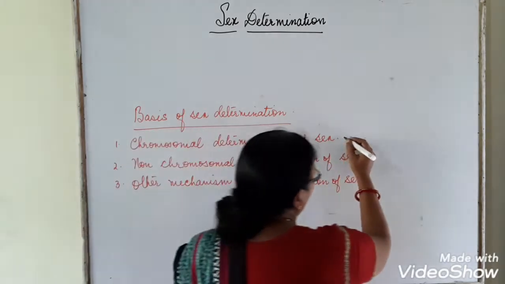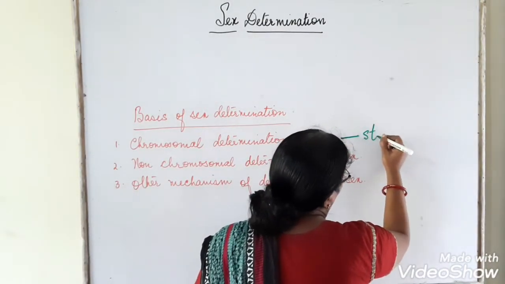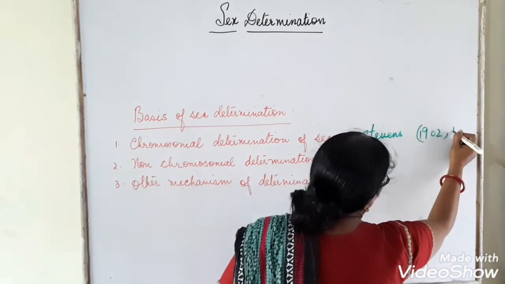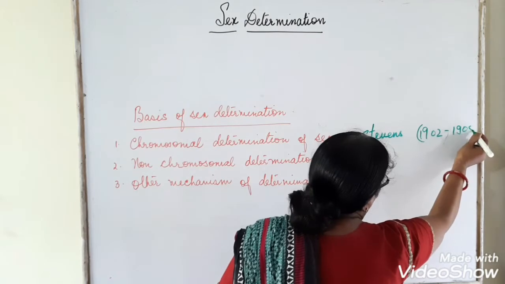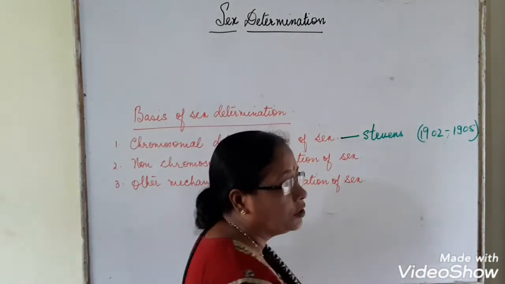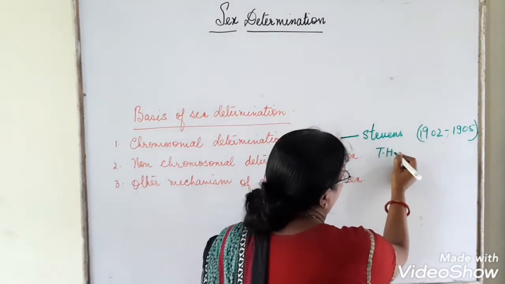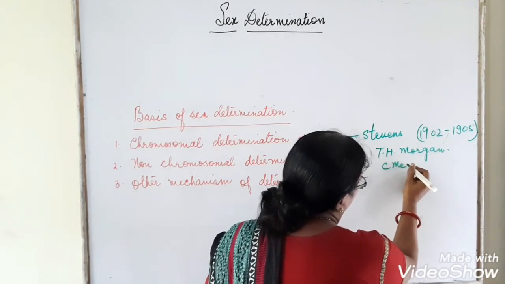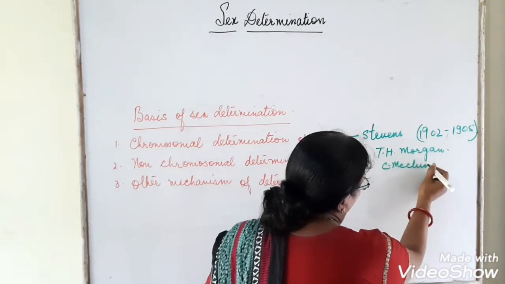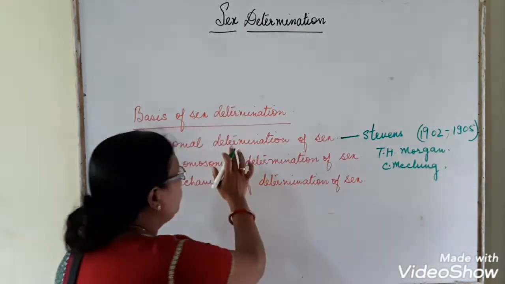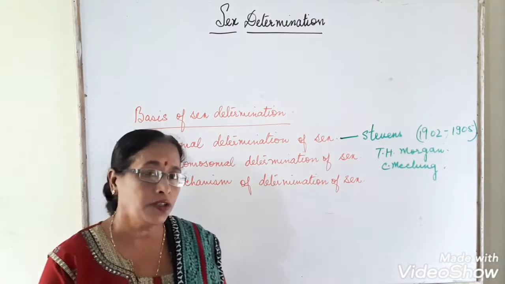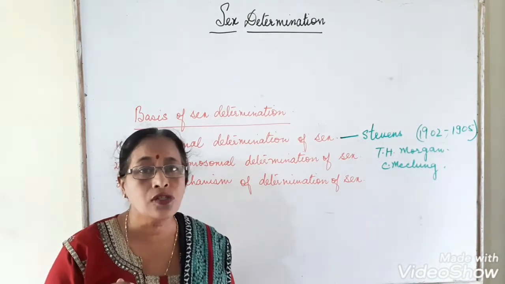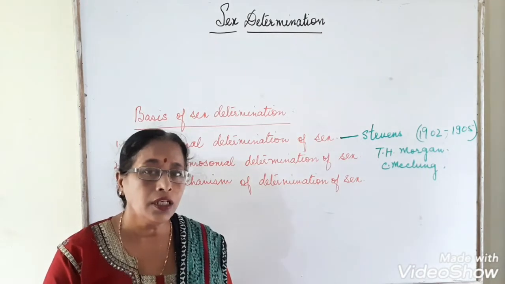Now this was proposed by Stevens in 1902 to 1905, and it was further supported by Morgan, T.H. Morgan, and McClung, C. McClung. Now the chromosomal theory of determination of sex states that every unisexual individual has got one or more than one sex chromosomes which are different in the males and the females.